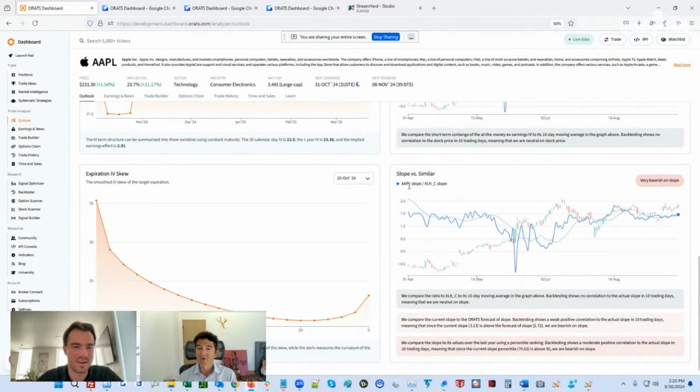Same thing with the slope, Tyler. So again, when we get this very accurate way of calculating slope, then we can compare slope to all of its XLK brethren.